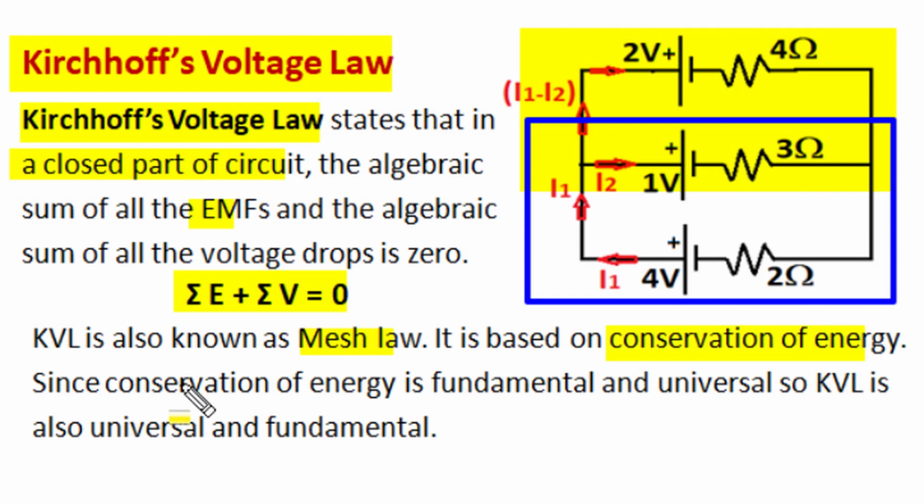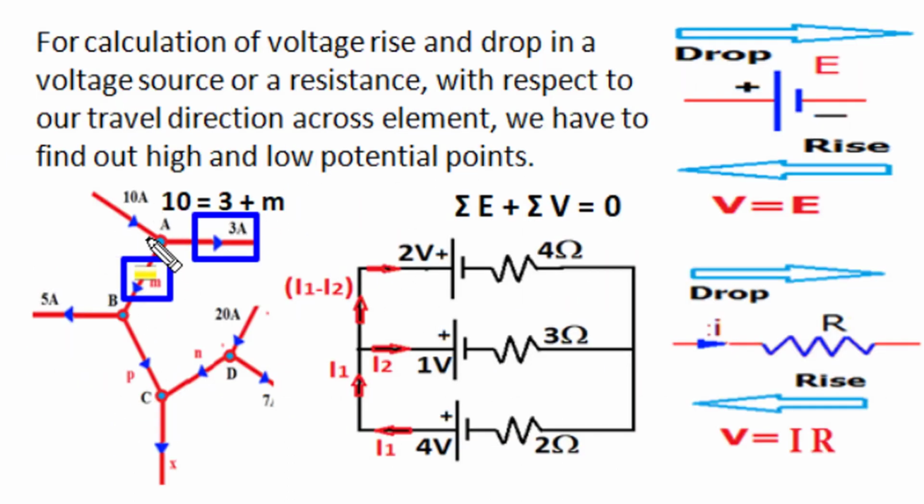Since conservation of energy is a fundamental and universal law, Kirchhoff voltage law is also a fundamental and universal law that is applicable to both DC supply circuits as well as AC circuits. When we are applying Kirchhoff current law as algebraic sum of current at junction A is equal to 0, we have taken algebraic sign of incoming current as 1 and algebraic sign of outgoing current another, and our law simply becomes sum of incoming current is equal to sum of outgoing current.